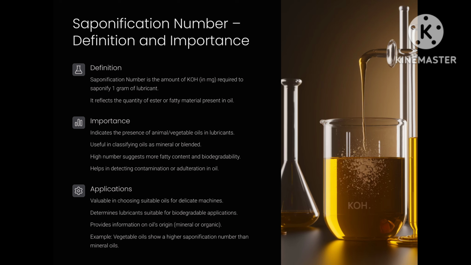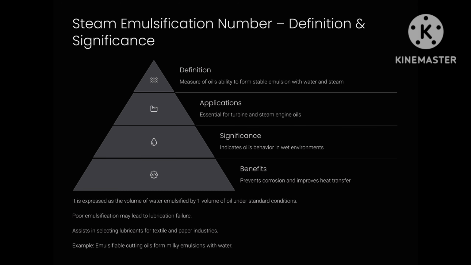It is also a way to check adulteration or blending in oils. For example, vegetable oils used in cutting machines will have higher saponification values than mineral oils. Slide 3. Steam emulsification number, definition and significance. Now, let's understand the steam emulsification number.